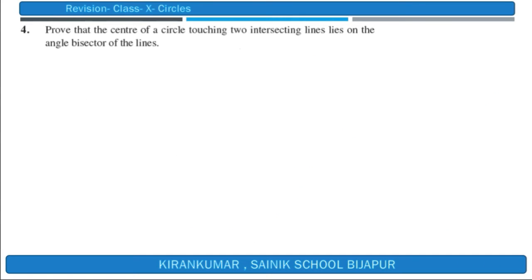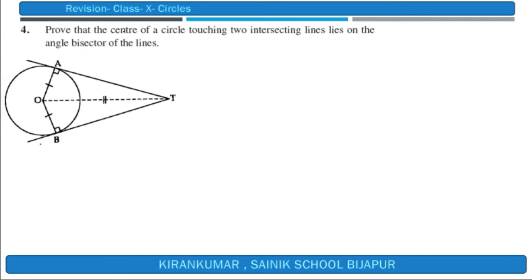Question number 4. Prove that the center of a circle touching two intersecting lines lies on the angle bisector of these lines. Let me draw a figure with respect to the question. In this, two intersecting lines are AT and BT. They intersect at T. And the center of the circle is O. And these two lines meet the circle at A and B respectively.